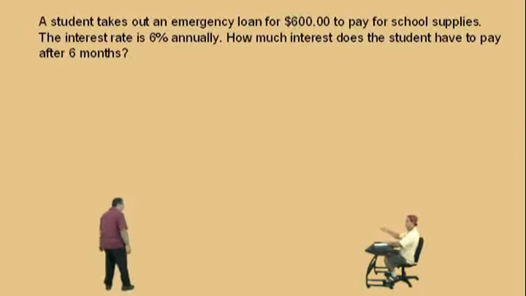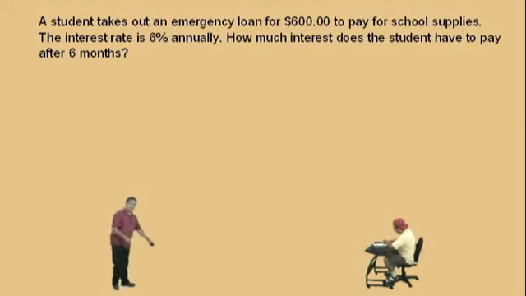Now, a student takes out an emergency loan for $600 for school supplies. The interest rate is 6% annually. How much interest does a student have to pay after 6 months? Now, notice here our time is not a full year, it's 6 months. Okay, so keep that in mind.